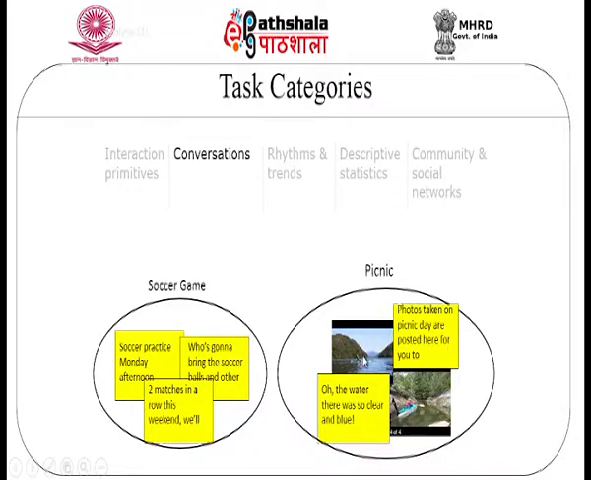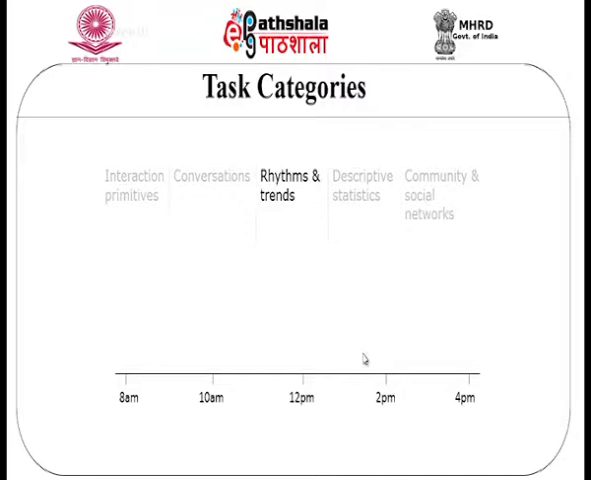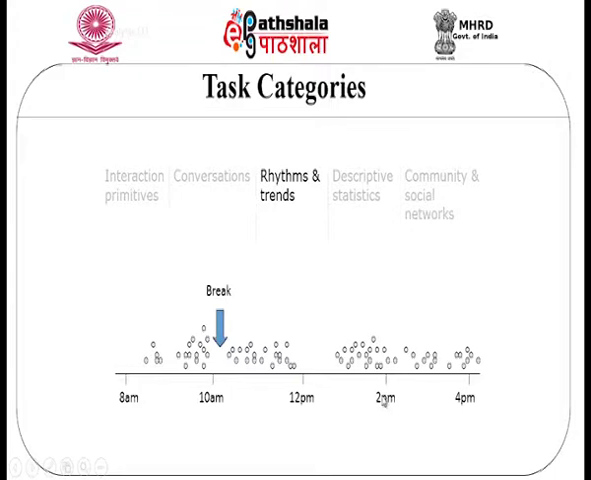These are some kinds of conversations that can happen over the photos or over the data that is being captured. The next set of tasks that can happen over the data set is rhythms and trends. This is a timeline taken from 8 a.m. to 4 p.m. Looking at the data set, we can say that around 10 a.m. there is a break, between 10 a.m. to 12 p.m., and there is a lunch time between 12 p.m. to 2 p.m. Therefore, there is no data, trend or rhythm during the break time or the lunch time. This is a good example of rhythms and trends.